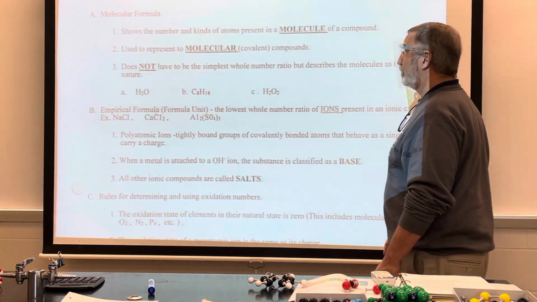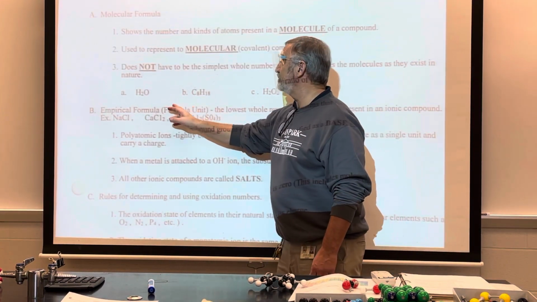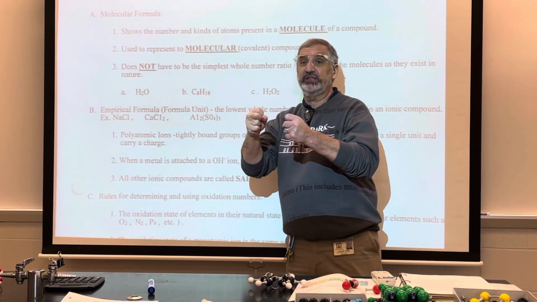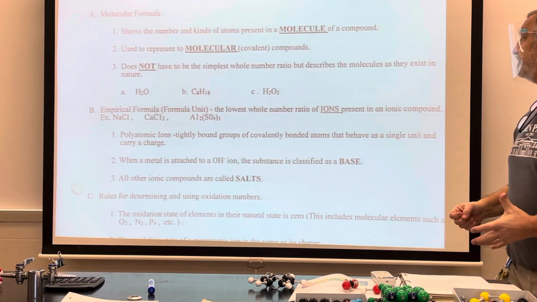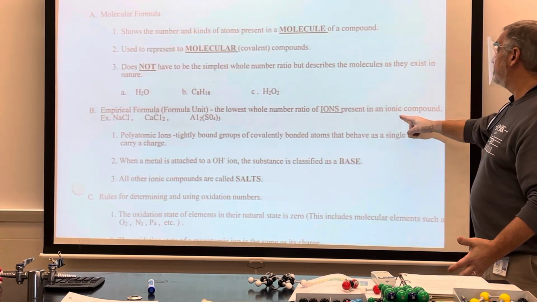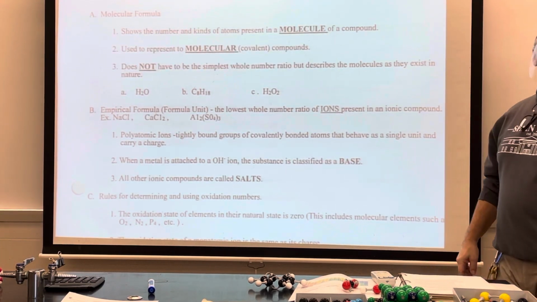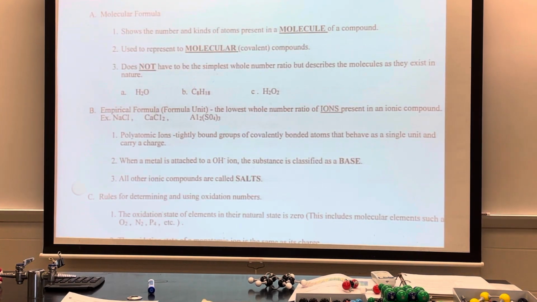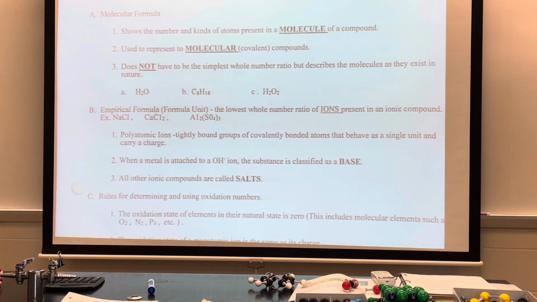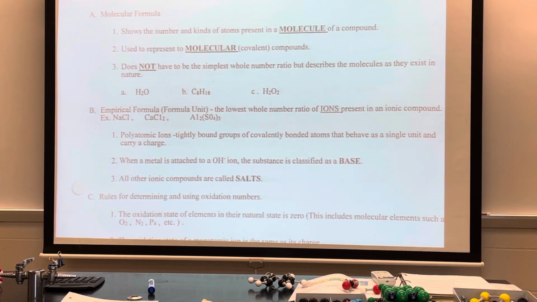So an empirical formula, which is what we call a formula unit, a single example of how many ions are present. It's simply a ratio, the simplest, lowest whole number ratio. That's what the word empirical means, by the way, for ACT. Simplest ratio.